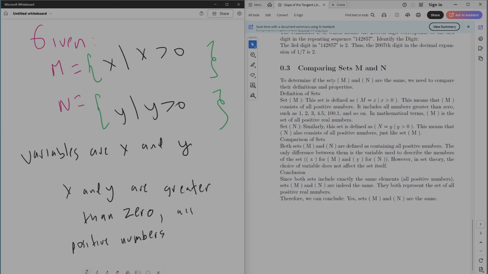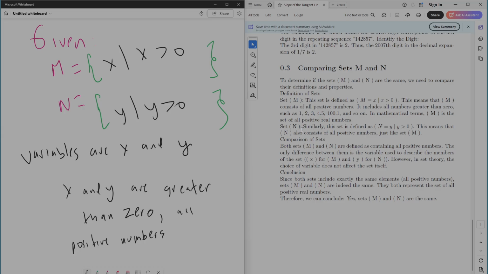So to determine if the sets M and N are the same, we need to compare their definitions and properties. The definition of set M: M equals X such that X is greater than 0. This means that M consists of all positive numbers. It includes all numbers greater than 0, such as 1, 2, 3, 4.5, 100.1, and so on. In mathematical terms, M is the set of all positive real numbers.